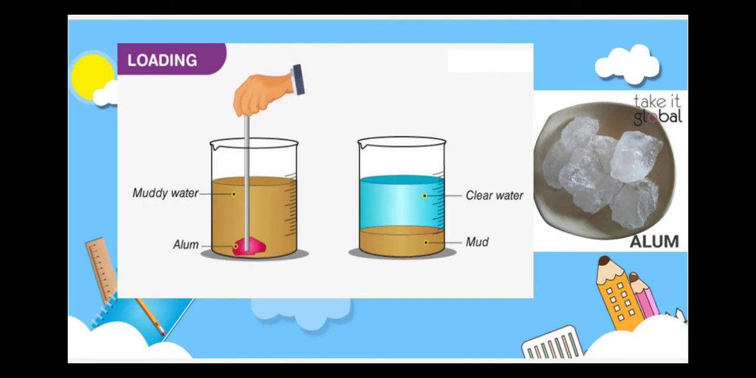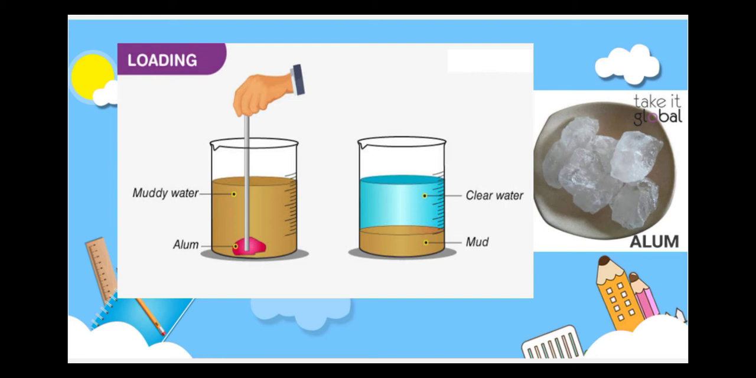Now, in the process of sedimentation, there is a chemical called alum, which can be added to this mixture of soil and water so that it will increase the rate of sedimentation. I repeat, alum is added into the mixture of soil and water or any kind of insoluble impurity, so it can increase the rate of sedimentation. How? Because this chemical alum will combine with the particles of soil and make them heavier. When the sediment becomes heavier, it will settle down at the bottom at a quicker rate.